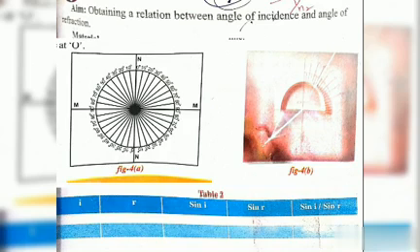In the previous activity, when light travels from a rarer to a denser medium, the refracted ray bends towards the normal. From the above experiment, we can conclude that when light travels from a rarer medium like air to a denser medium like glass, the value of R is less than the value of I, and the refracted ray bends towards the normal.